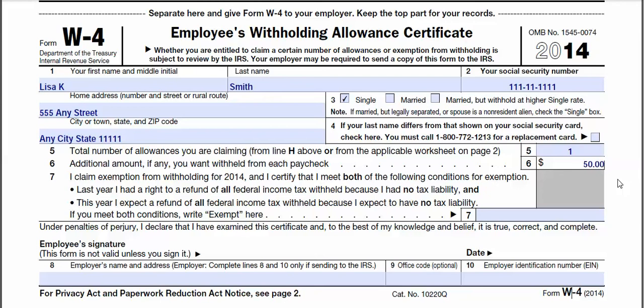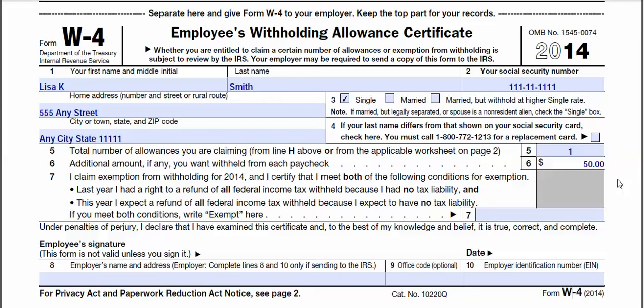Some people will calculate that they want to just withhold a flat amount of tax from every paycheck. Usually these are folks who earn a lot of money every pay period. So let's say that you have calculated that you would like to pay $1,000 out of every paycheck. And you really don't want to worry about a number of allowances because you know that you want to pay $1,000.